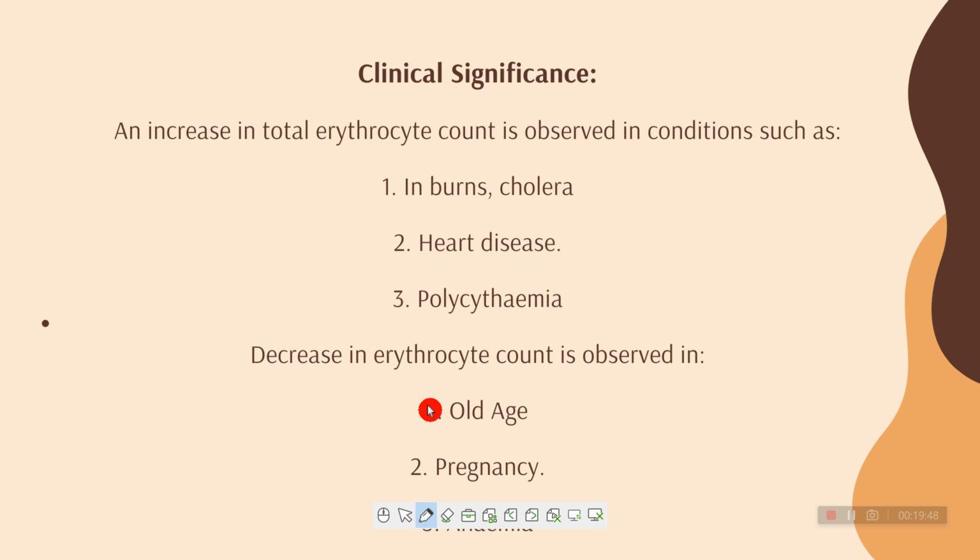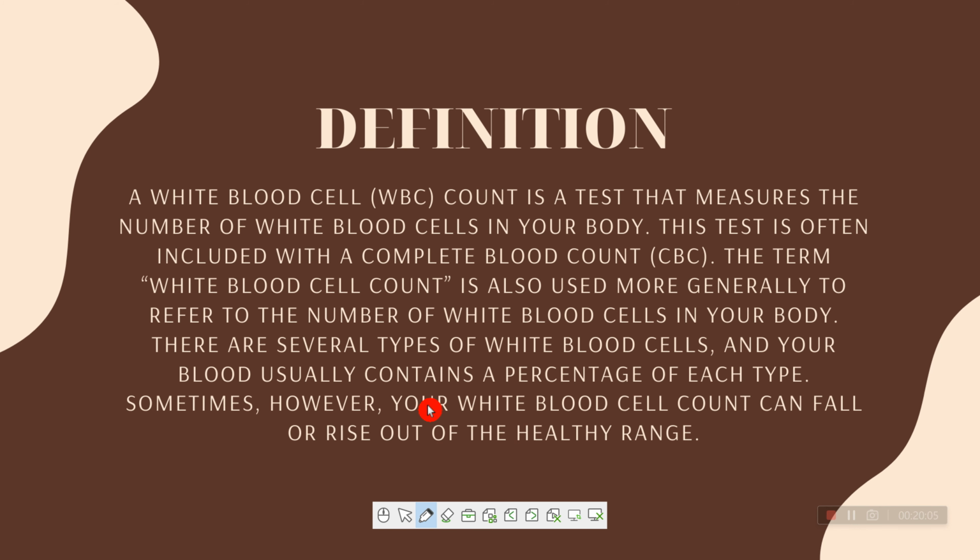So anemia is a clinical condition in which the concentration of hemoglobin is decreased and the RBC count is decreased, following which the oxygen carrying capacity of the blood is also decreased. So a decrease in erythrocyte count can be a possible reason for anemia.